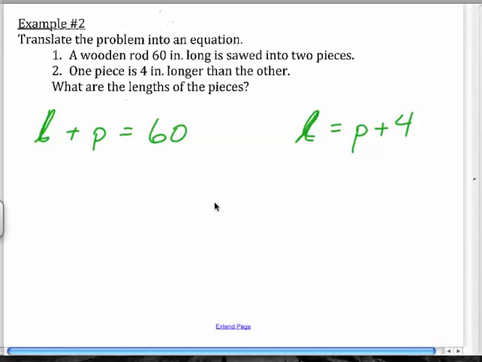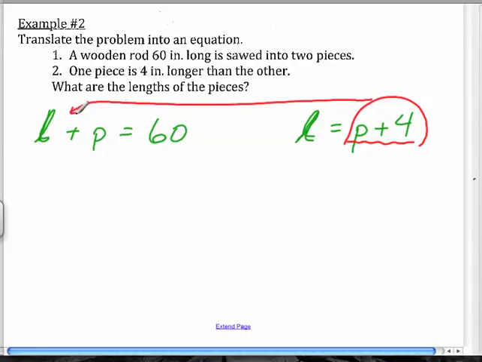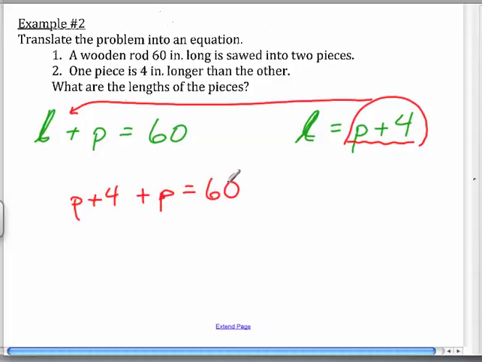What Jordan is saying is L is equal to P plus 4. So I can take this information and put it in place of L over here and rewrite it as P plus 4, because that's what L equals, plus P is equal to 60. All right, good. Where do I go from there, Jack?